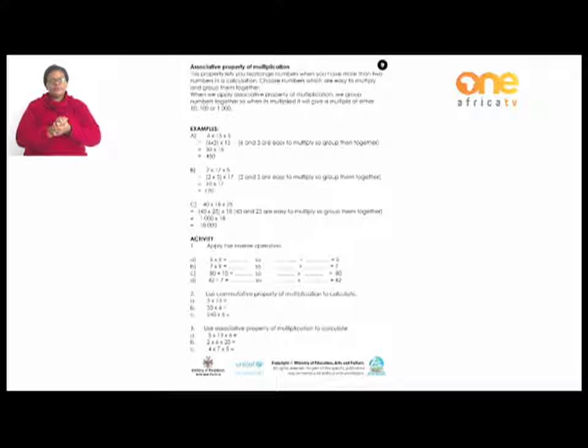Number 3, use associative property of multiplication to calculate A, 5 times 13 times 6. What will be the answer? But remember to apply the associative property. B, 2 times 6 times 25. What will be the answer? C, 4 times 7 times 5. You should apply associative property.